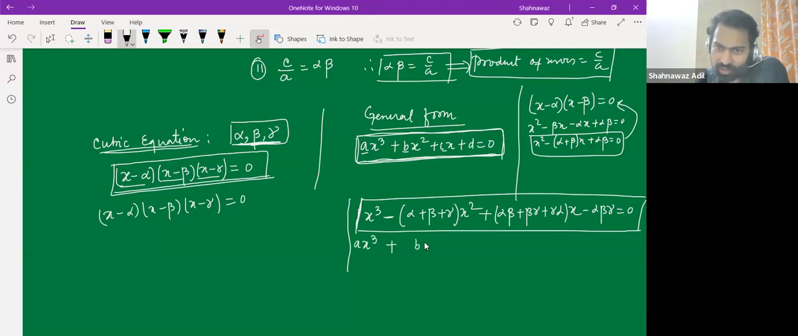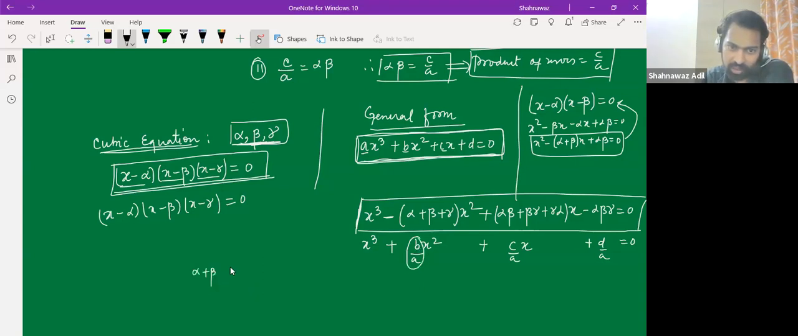So now let us see the general form. So this is the general form, right? Let me write it in here. Then plus Cx and then plus d equals to 0. So again, what we did with the quadratic equation, we need to get rid of this a. So I divide by a. Right. So now you guys compare. So I will get alpha plus beta plus gamma as minus b by a, right? And alpha beta plus beta gamma plus gamma alpha, this is c by a, and alpha beta gamma as minus d by a.